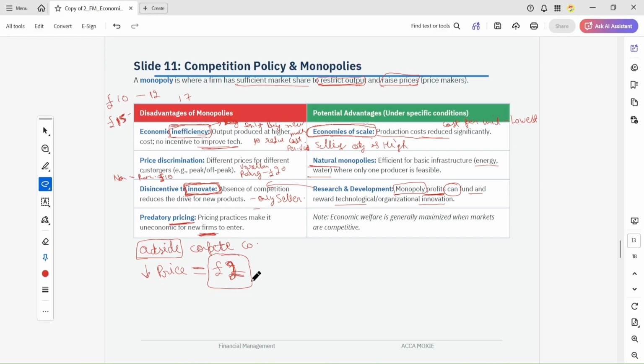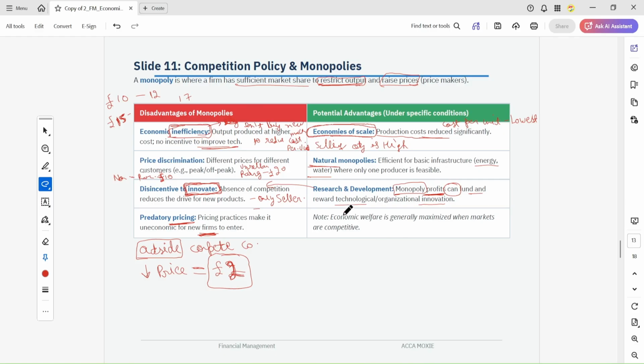a 2 pound price is very difficult to offer to the customers. That's why the new entrants cannot enter into the market. There is one note here: economic welfare is generally maximized when markets are competitive. So, economic welfare.